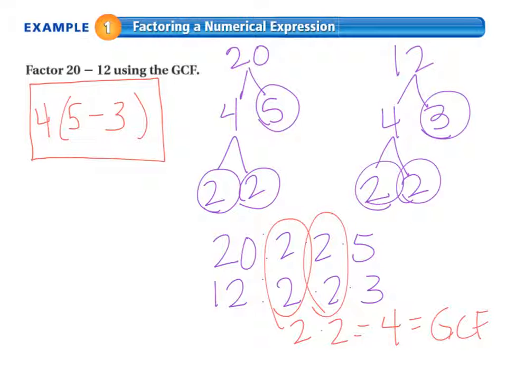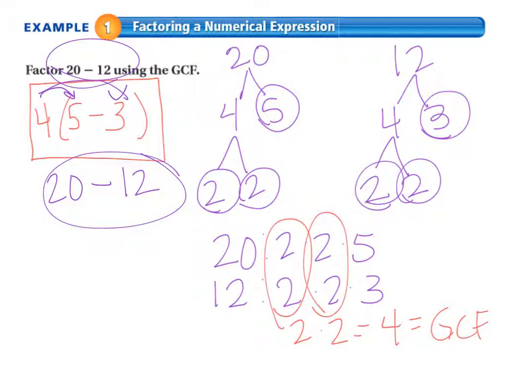If I wanted to check it, all I would have to do is distribute. I'm going to redo what I did, so I would use my arrows. 4 times 5 is 20, minus 4 times 3 is 12. I should get the same thing up here.